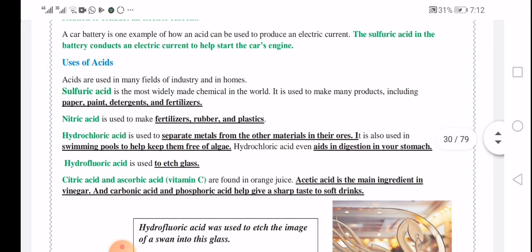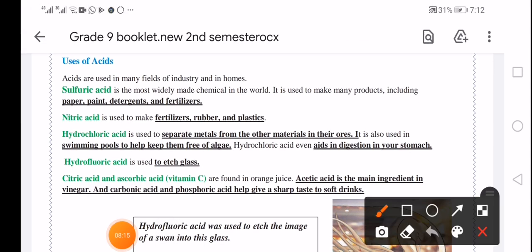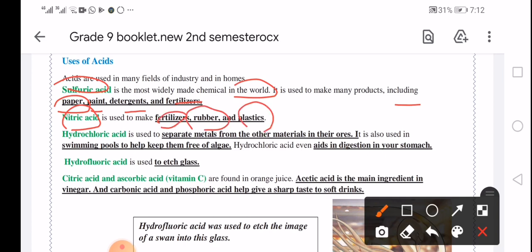Uses of acids. Acids are used in many fields of industry and in homes. Sulfuric acid, as we use in batteries, is the most widely made chemical in the world. It is used to make many products, including paper. We use sulfuric acid to make paper, paint, detergent, and fertilizers. Nitric acid, another type of acid, is used to make fertilizers, rubber, and plastics.